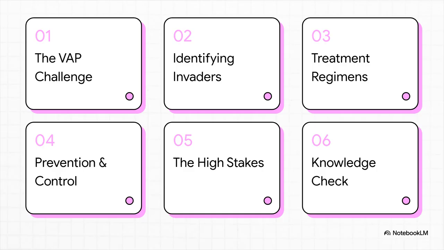So here's our roadmap. We're going to start by understanding the VAP challenge itself. Then we'll talk about how we identify the microbial invaders, the strategies we use to fight back, and, crucially, how we can prevent it from happening. We'll also cover the high stakes of what happens when VAP does develop, and we'll finish up with a quick knowledge check to make sure it all sticks.